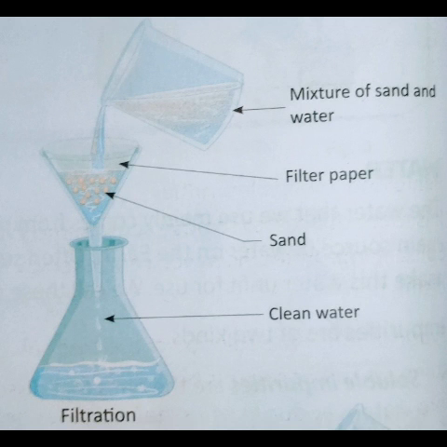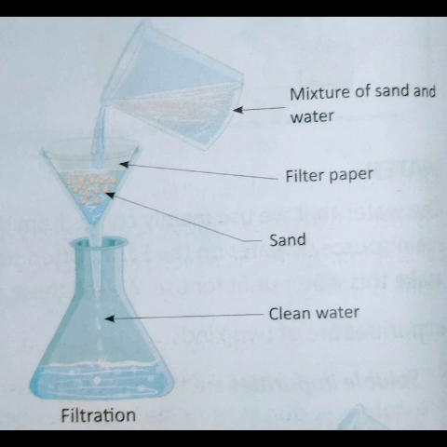A mixture of sand and water can be separated by filtration. In the filtration method, a mixture of sand and water can be separated. First, a circular piece of filter paper is taken. Look at the picture given. A circular piece of filter paper is taken and folded twice. Twice means two. Twice to make a cone.